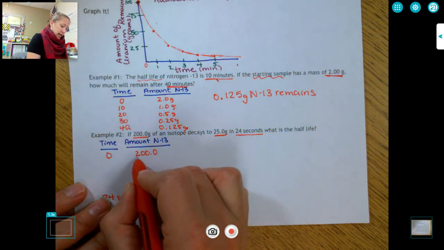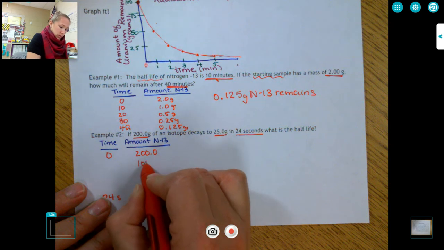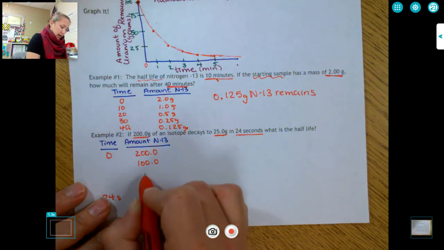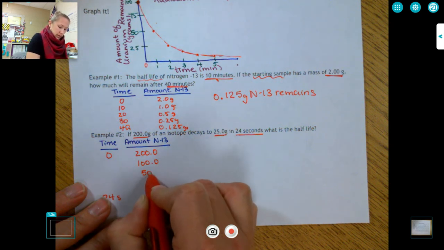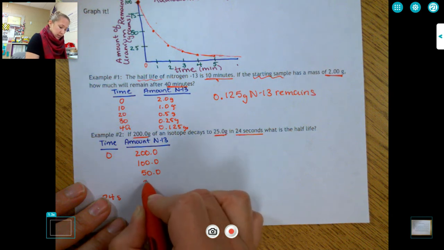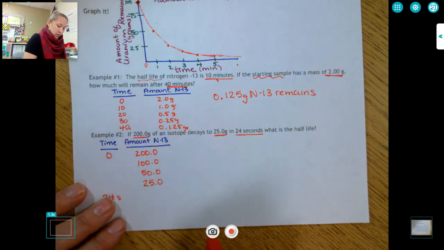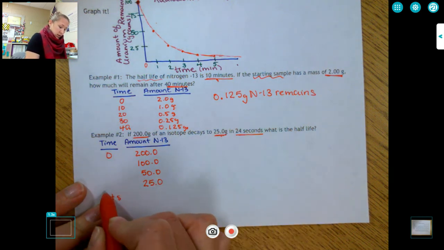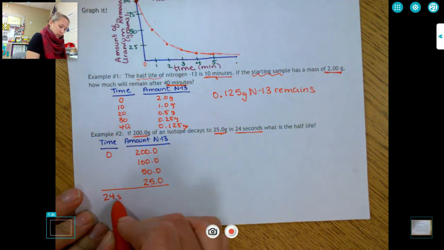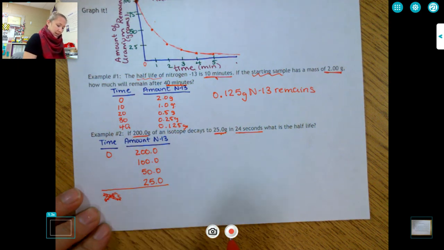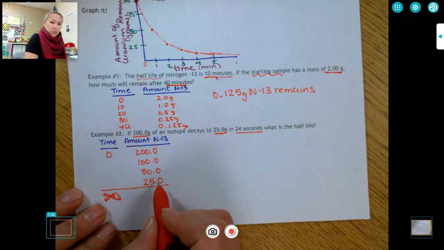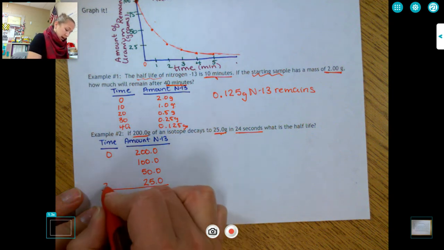So my first one, half of 200 is 100. Half of 100 is 50. Half of 50 is 25, which is what I want to end with. So I end at 25. So I put this too far down. Okay. I know that when I've ended at 25 grams, 24 seconds have gone by.